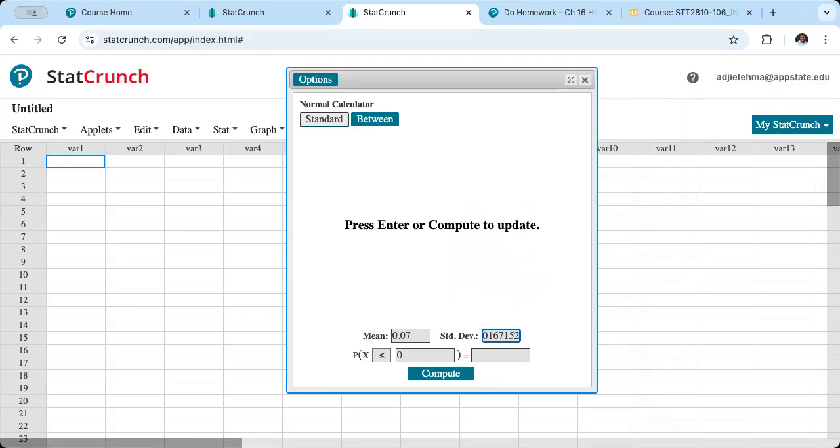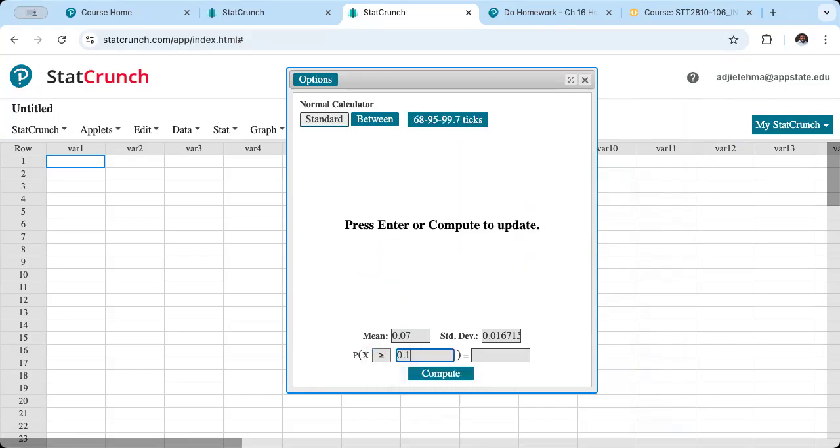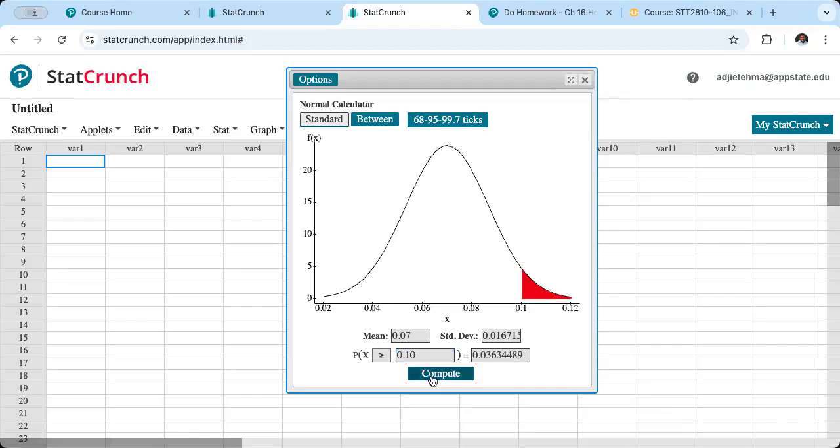Okay, then let's get to the first question. The first question says, what is the probability that more than 10% of these kindergarten males would be colorblind? So to get more than 10%, we change this one to greater than. Is that okay? And then I put here 0.10. That is 10%, isn't it? I put in the mean, the standard deviation, hit compute. You get 0.0363, whatever you have. Does that make sense?